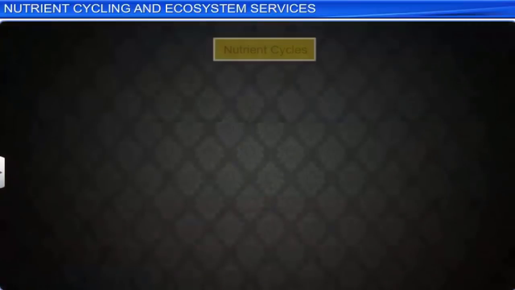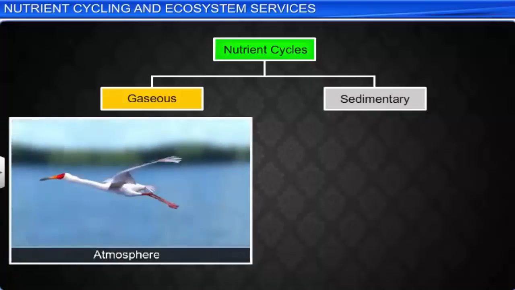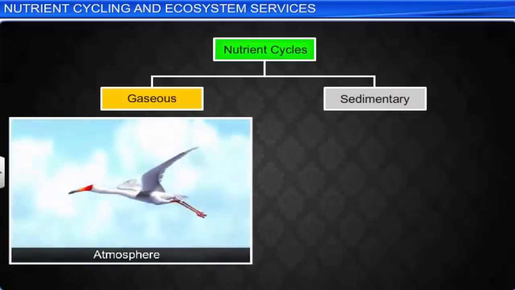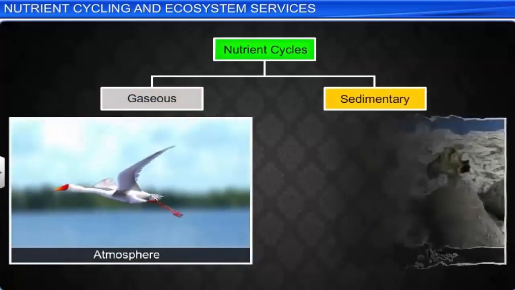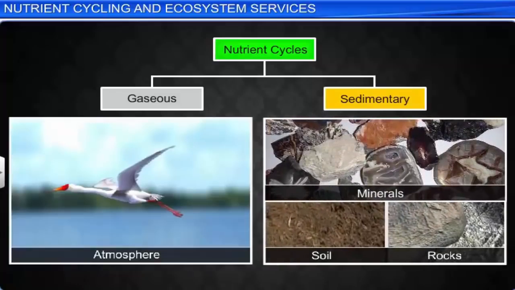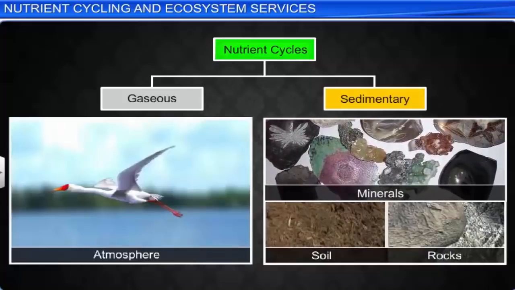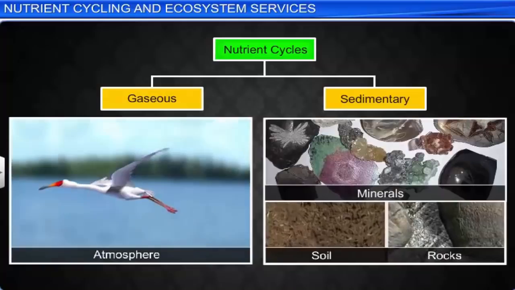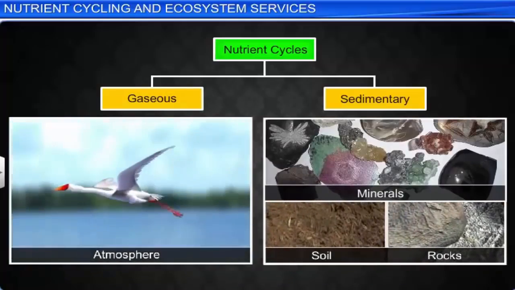Now, nutrient cycles are of two types, gaseous and sedimentary. In gaseous cycles, the atmosphere is the main reservoir of nutrients, whereas in sedimentary cycles, soil, rocks and minerals of the Earth's crust are the main reservoir of nutrients. Reservoirs serve to replenish nutrients in case of any imbalance arising out of variations in the rate of influx and efflux in the biosphere.